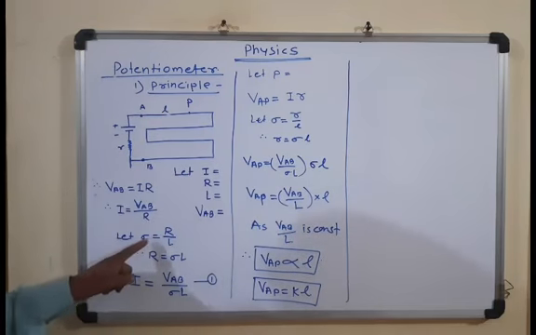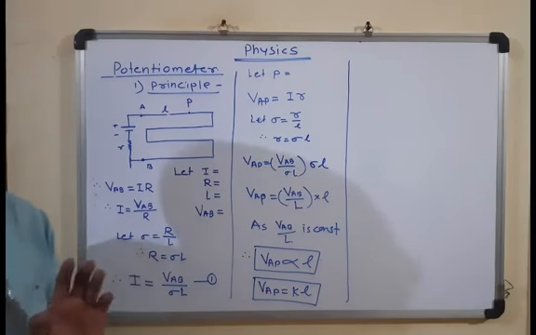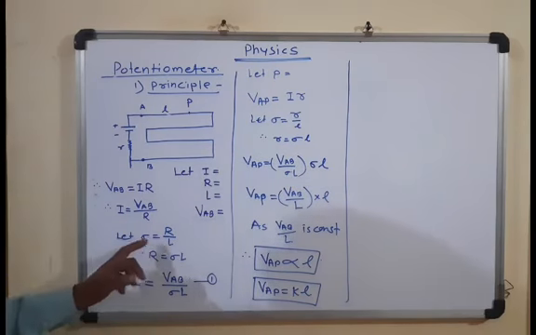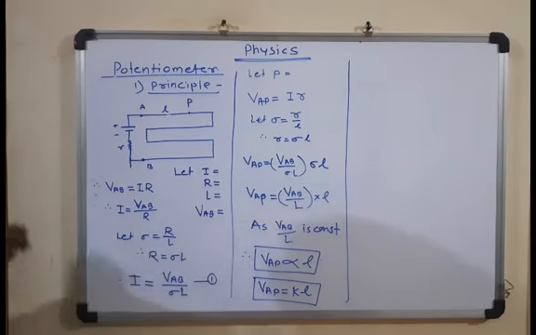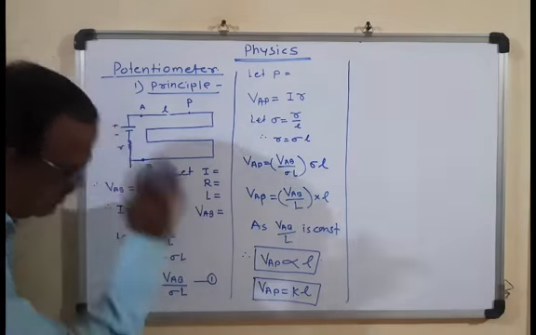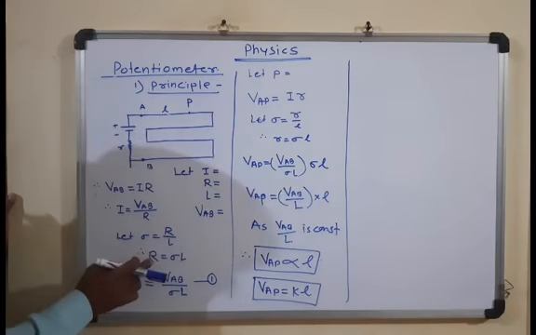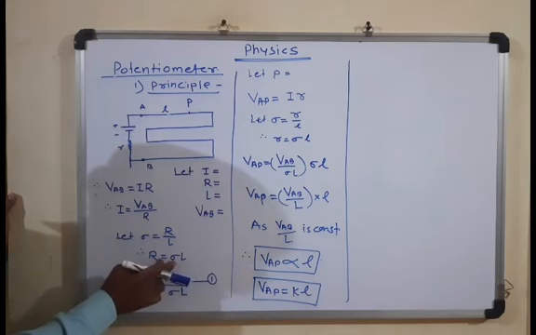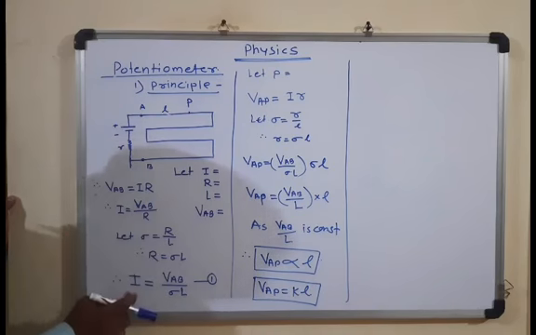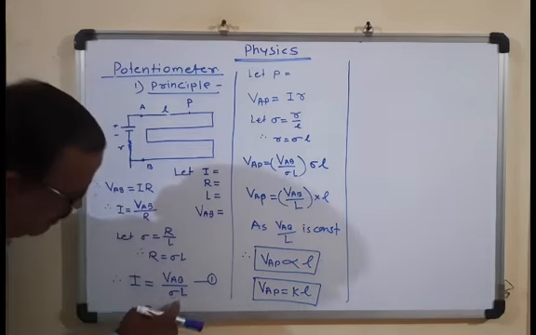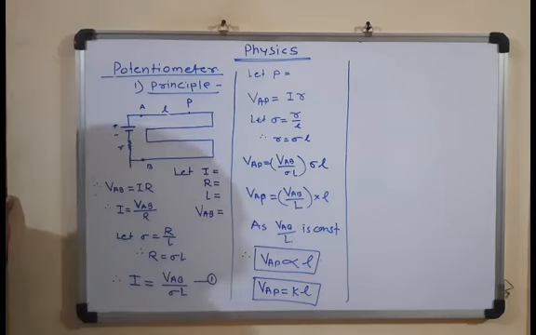Let sigma be the resistance per unit length of the wire. Therefore, R is equal to sigma into L. Substitute this value, R equal to sigma L, in this equation. Therefore, I is equal to VAB divided by sigma L, equation number 1.